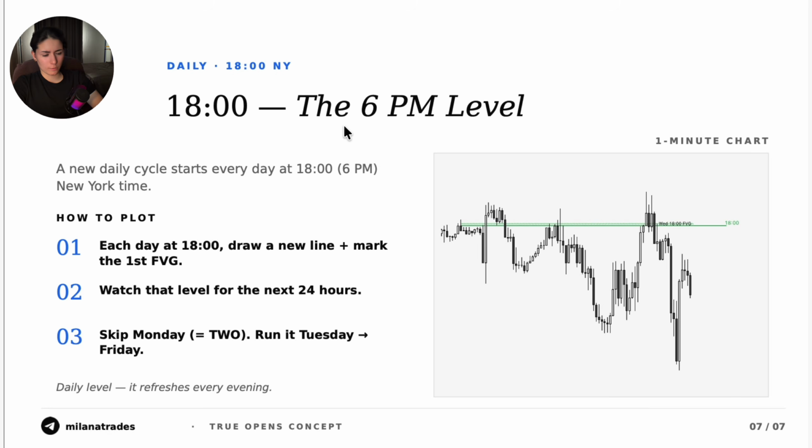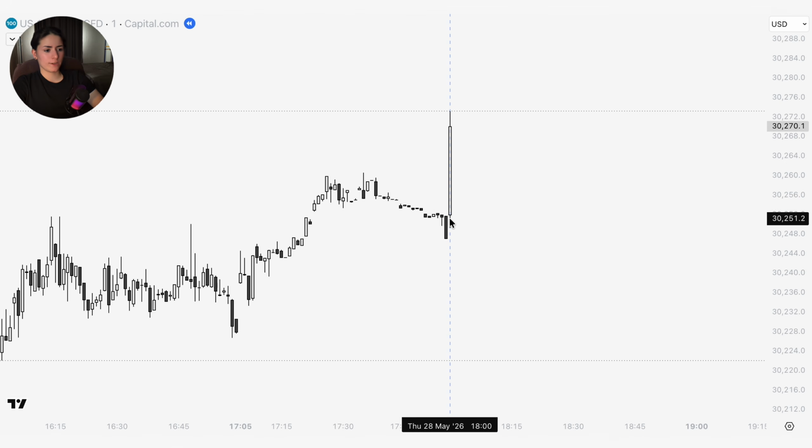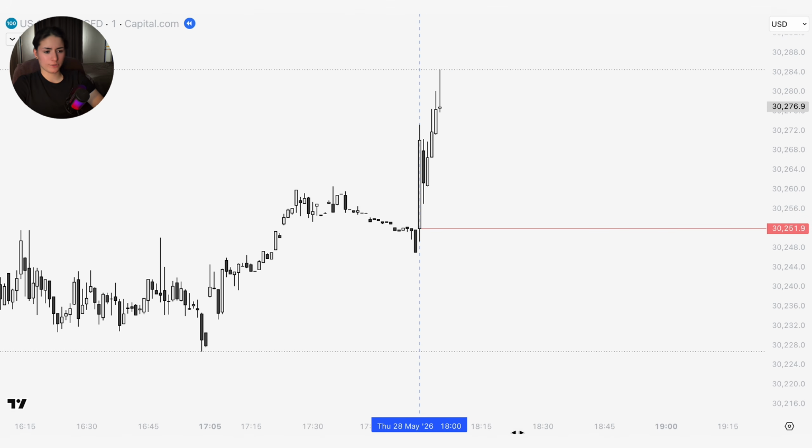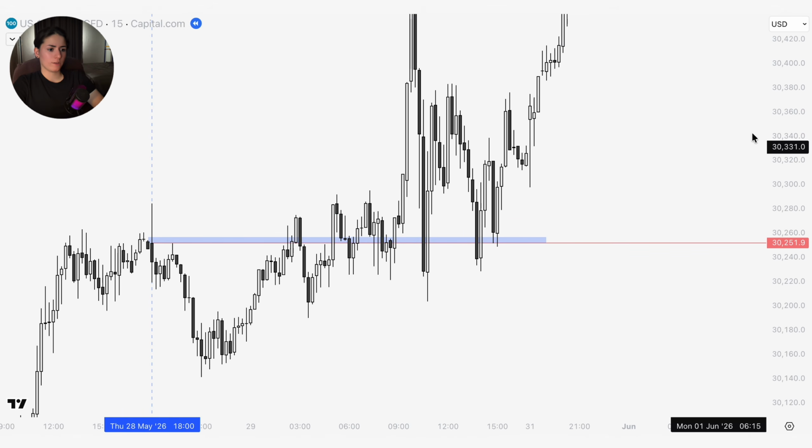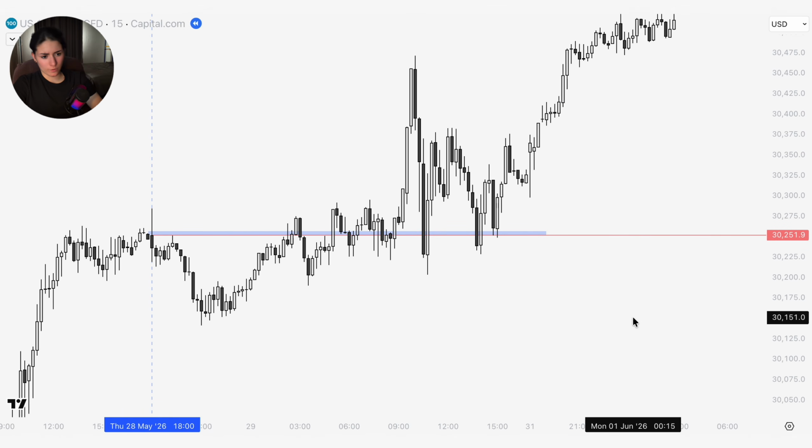And the last level for today is the 6 p.m. level. Every day when the clock hits 6 p.m., a new day cycle starts for us. So every single day at this exact time, you draw a new line from that candle and wait for the first FVG on the 1 minute time frame. And you watch the new level for the next 24 hours.